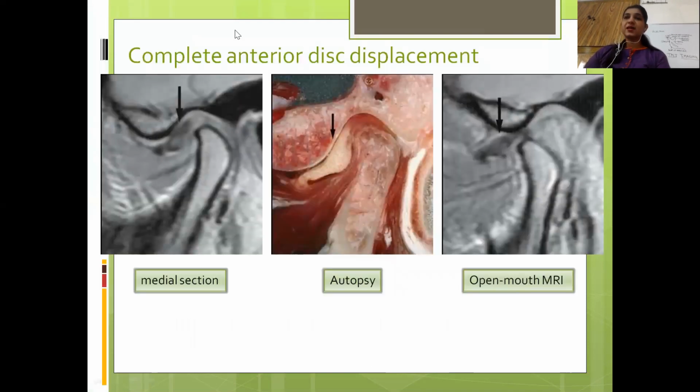So this is a complete anterior disc displacement. Over here this is the medial section showing the interarticular disc that has completely displaced anteriorly, and over here is the condyle. The disc should be in between these two surfaces, but it has displaced anteriorly. And this is the open mouth. In the open mouth the disc also appears more anteriorly, and the patient is not able to open his mouth more, so there is a disc displacement.